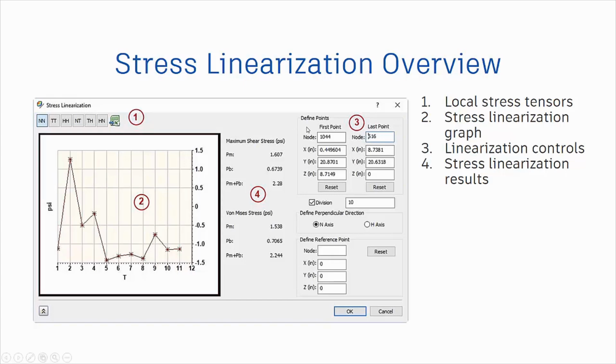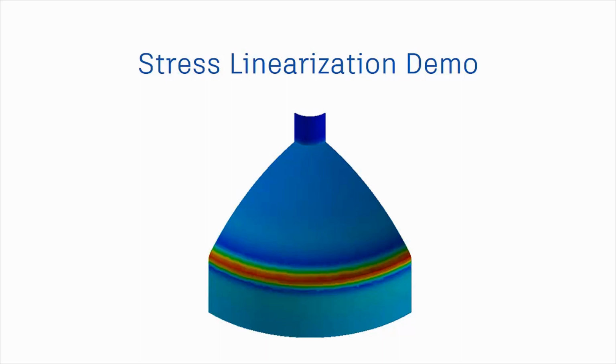The linearization controls allow you to specify the first and last points to define the SCL. The positive T direction is defined from the first point to the second point. The stress linearization results are displayed for both the max shear stress and the von Mises stress. Let's go ahead now and enter into the software and take a look at how we utilize the utility.